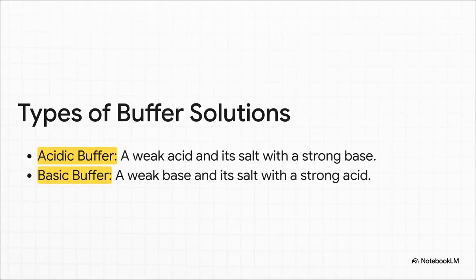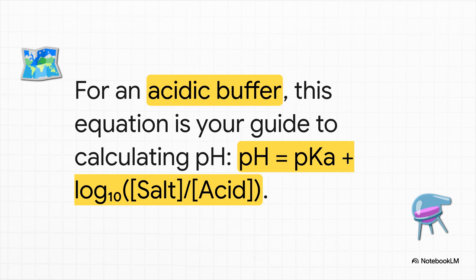So buffers usually come in two main flavors. You have acidic buffers, which are a mix of a weak acid and its salt, and you have basic buffers, which are a mix of a weak base and its salt. The secret ingredient is that combination, the weak thing and its salt partner. They work together like a team to gobble up any extra acid or base you add, keeping the pH rock solid. So how can you figure out the exact pH of one of these amazing buffer solutions?